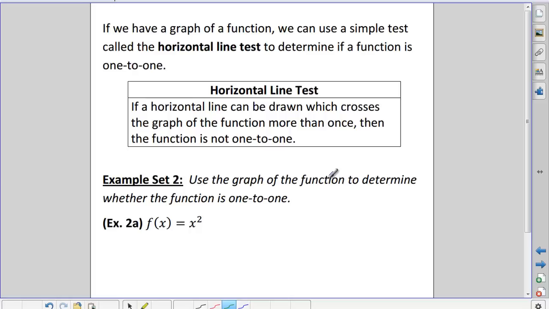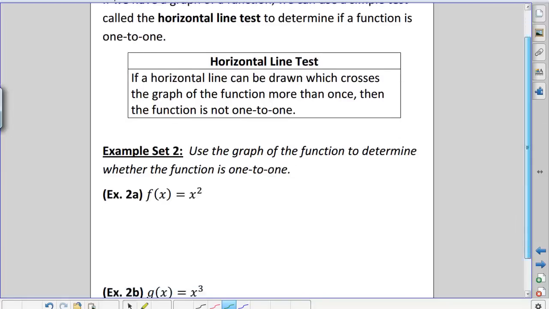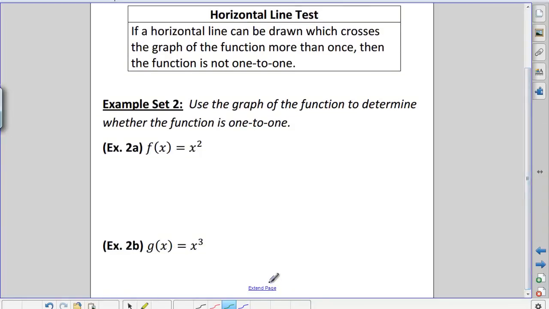If we have a graph, there's a line test we can do. We do have, of course, the vertical line test that tells you whether a graph is a function. To tell if it's a one-to-one function, we have the horizontal line test. And so it works the same way. Here's two examples. Use the graph to determine if the function is one-to-one.